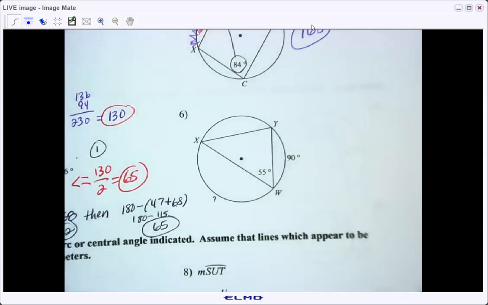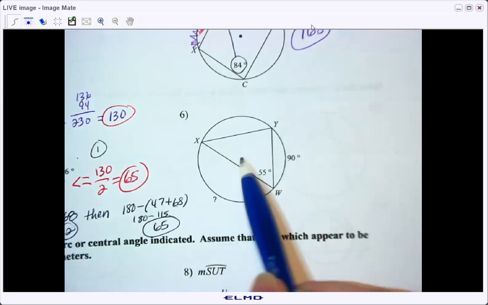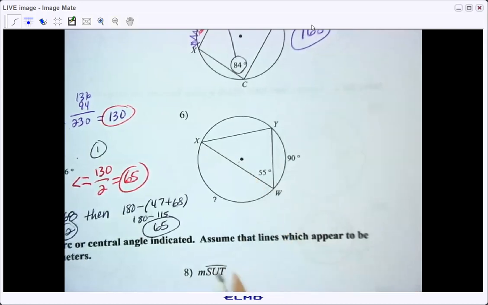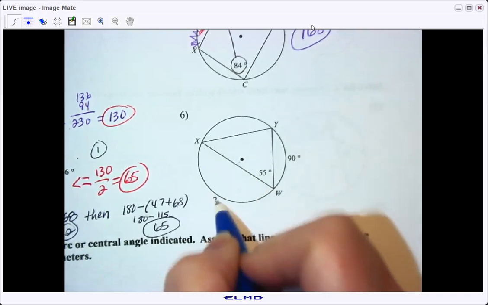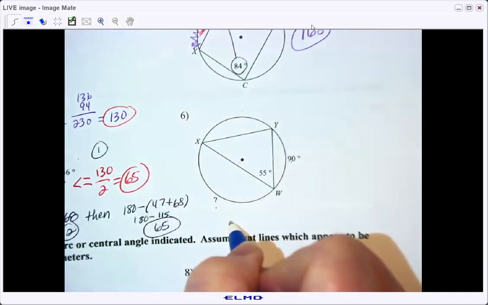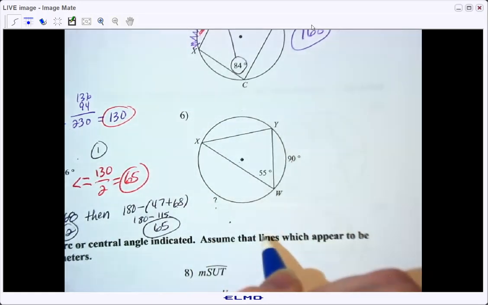First thing I would notice right here is that this line does not go through the center. So we're not dealing with a diameter. That's what I would notice first. Okay. But I want to find this arc. So let's find arcs. There's 2. I need to find 2 of them to find the third.